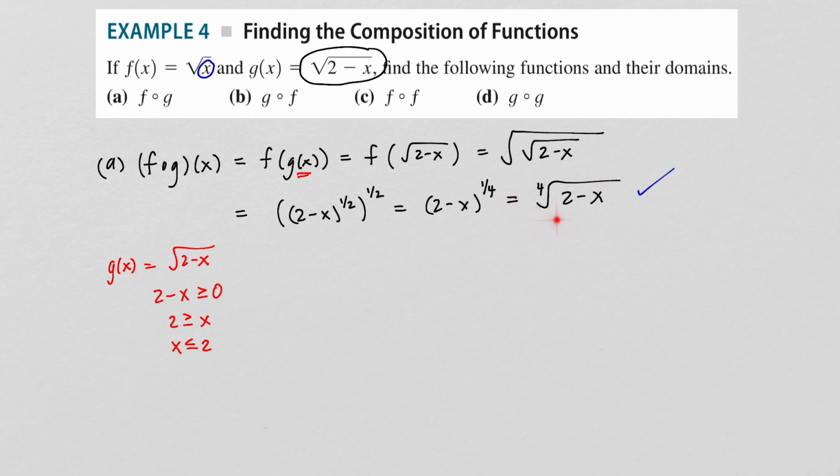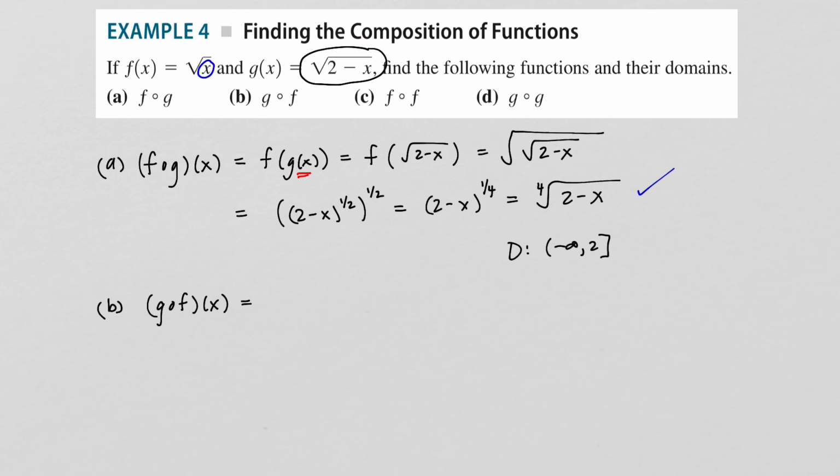Now, do you get any additional restrictions after you plug g of x into f of x? Well, if you look at your final function here, you have once again an even root. And when you have an even root, whatever's inside must be positive. But as long as x is less than or equal to 2, this is going to be positive. So our domain here is going to be all values from negative infinity up to 2, which is just an interval notation way to say x must be less than or equal to 2.